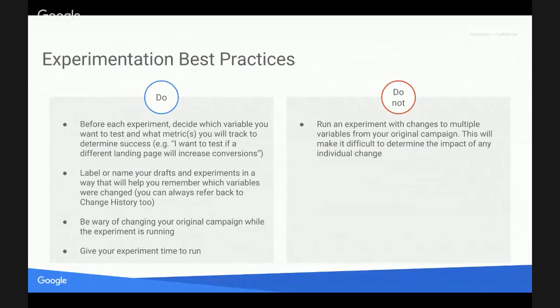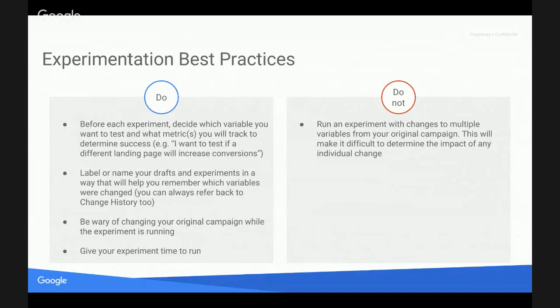Some best practices to do and things not to do. For example, before each experiment, really decide which variable you want to test out, and what kind of metrics you want to track to determine the success of the experiment. Label and name the drafts and experiments in a way that will help you remember which variables were changed. Don't name it just a campaign. Actually name the draft and experiment related to what you were changing. So be more systematic, I guess, in this. Yes, exactly. And be wary of changing the original campaign while the experiment is running.